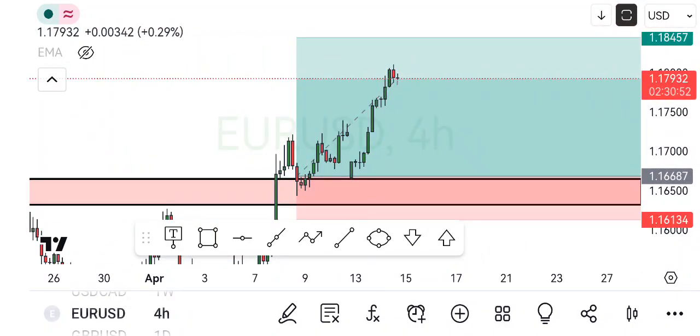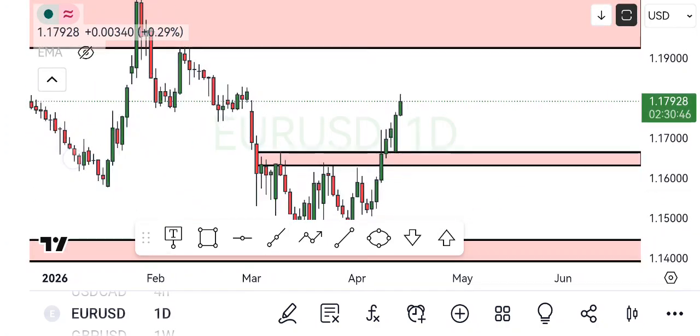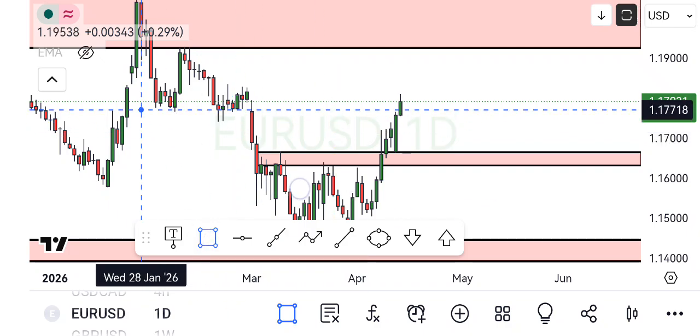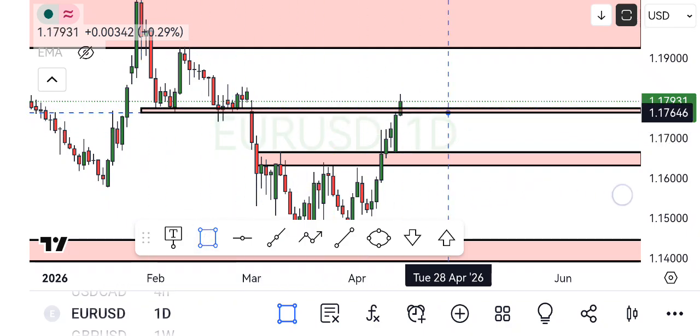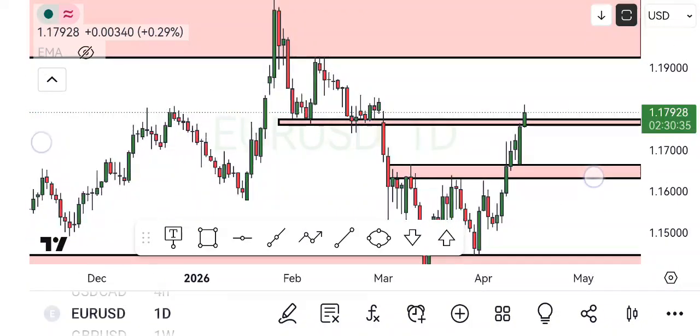Right. So in terms of trade management, guys, I've already taken first profits out of this trade because of this resistance right here. Do you notice this daily resistance right here?